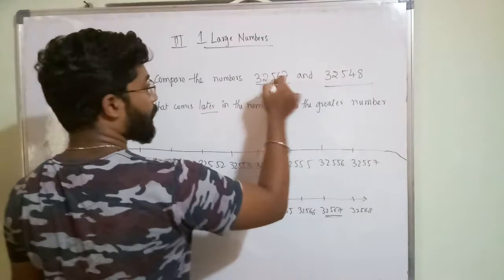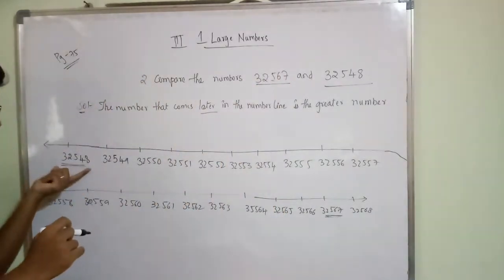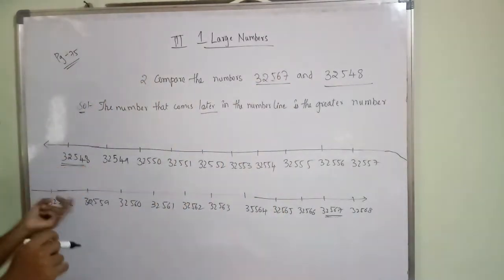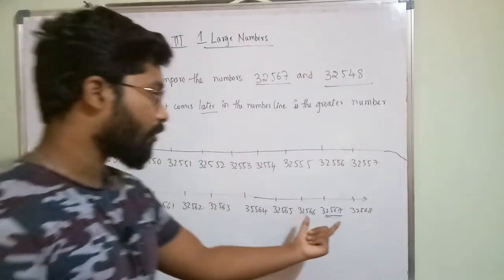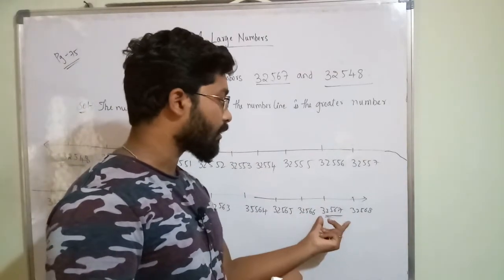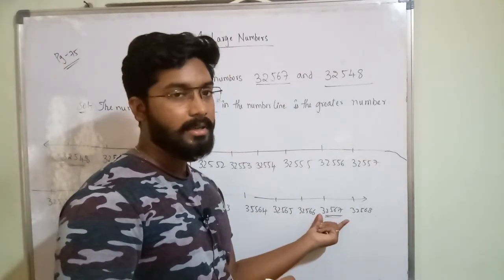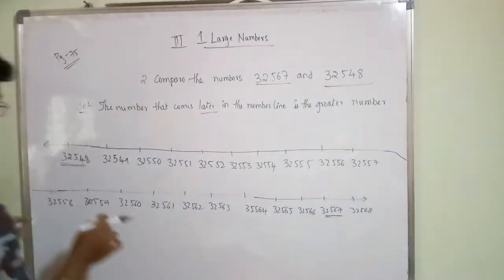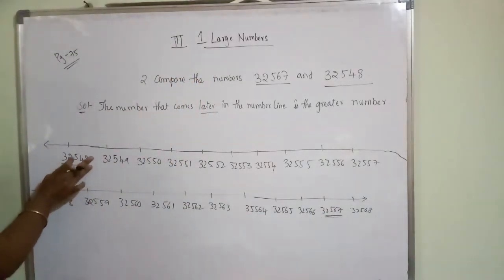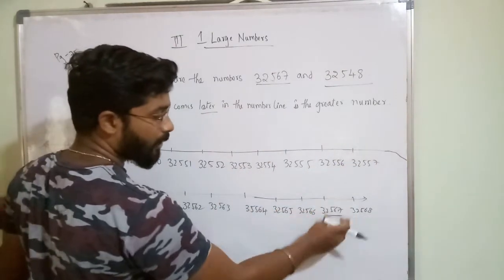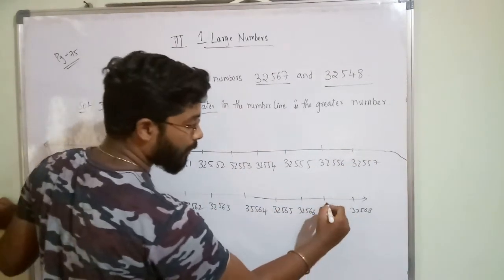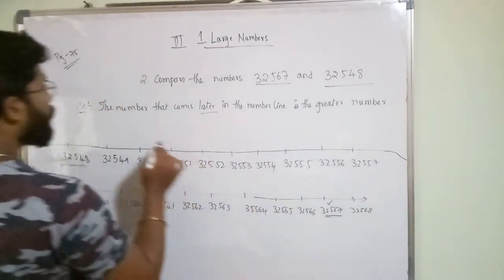So after 32,548, after some digits only, you are going to get 32,567. Clear? As we are getting this first, and after so many numbers you are getting this one, so this will come under the later part. So the number that comes later in the number line is a greater number.